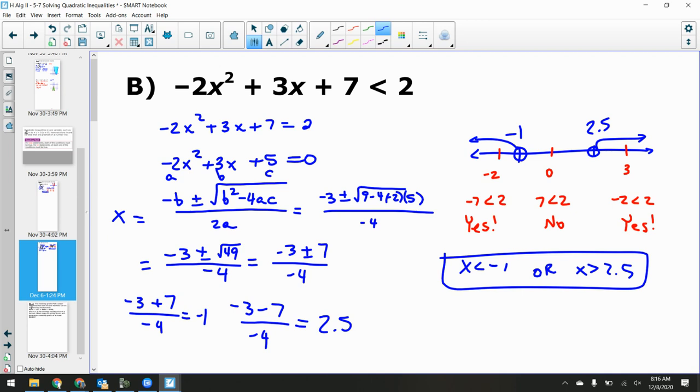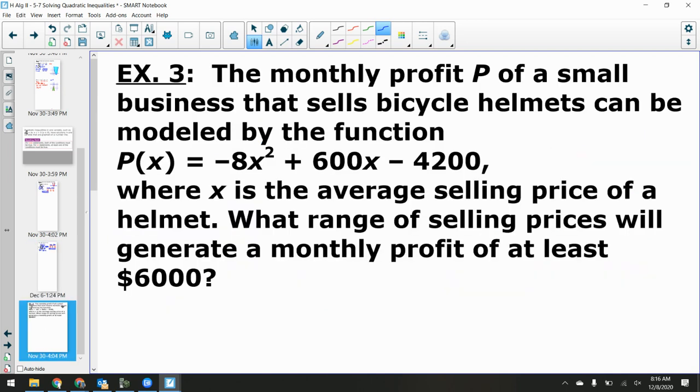Okay, let's do one more. Let's do a word problem, something that comes out real funky. Shall we? Real funky. The monthly profit P of a small business that sells bike helmets can be modeled by that function, where x is the average selling price of the helmet. What range of selling prices will generate a monthly profit of at least $6,000?